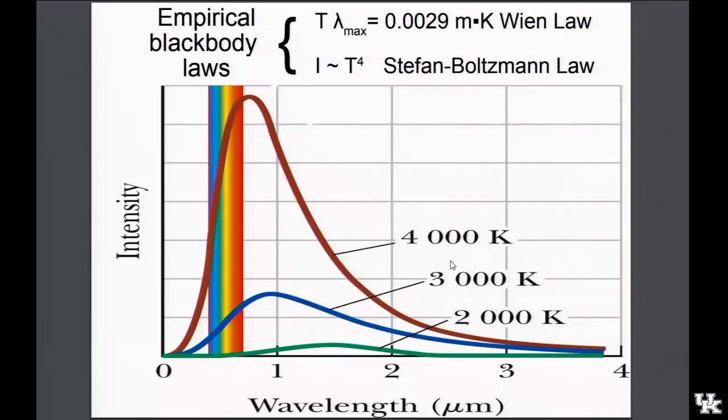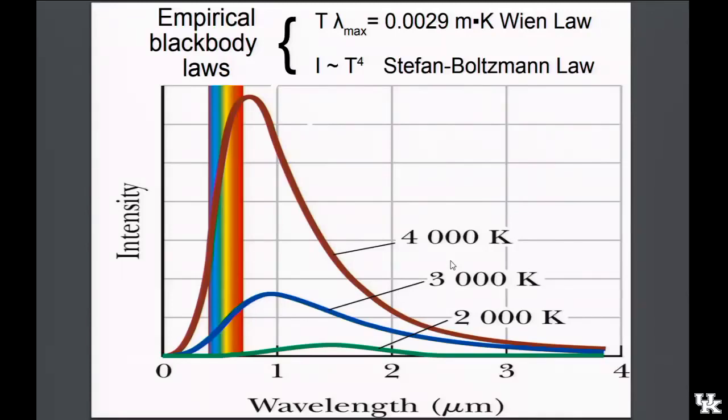Up here is the other law. I think of this as the color law of black body radiation. This law says that if you take the temperature of the black body, that's the T, and you multiply it by the peak wavelength that's emitted, that's the lambda max, so that would be the 1.5 microns for 2,000 Kelvin, the 1 micron for 3,000 Kelvin, and the 0.7 microns for 4,000 Kelvin, then the product of temperature and maximum wavelength is approximately equal to this constant here.